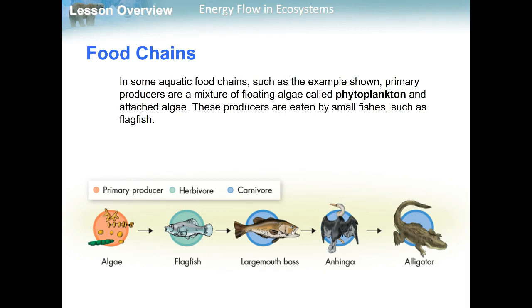Okay, so in some aquatic food chains, such as the one that we're seeing right here, the primary producers are actually a mixture of floating algae, and that floating algae is called phytoplankton. Again, phyto is going to suggest light, and that they're going to go through this process of photosynthesis, and also some algae. And these producers are eaten by the small fish like the flagfish that we just mentioned.